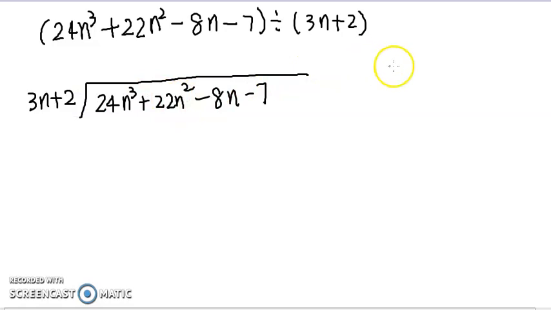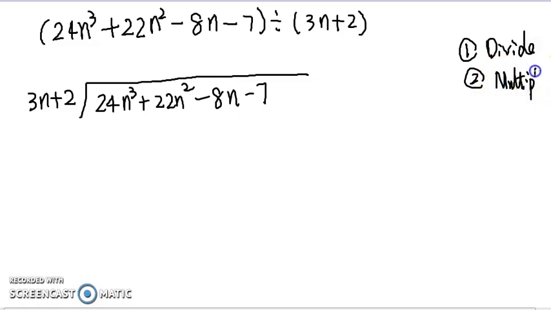Now, remember the 3 steps. Simply put, step 1, divide. Divide what? Divide the first terms. And then multiply. Multiply what? Multiply the quotient and the divisor. And then the third step is subtract. We have to repeat these three steps until we run out of terms. So let's see. We're going to figure out the quotient.